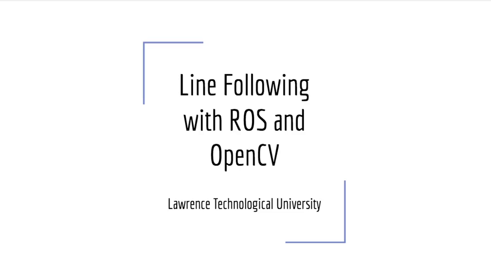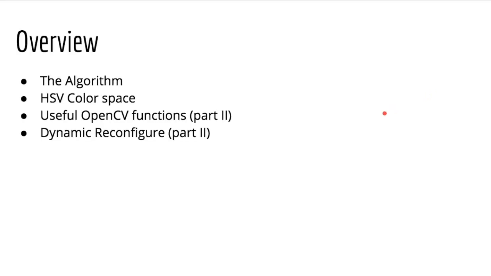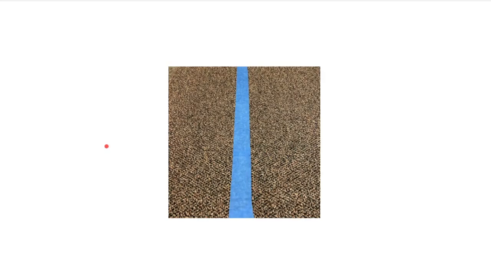In this video, we're going to talk about some advanced OpenCV topics and how to implement a line following program with ROS. So we're first going to talk about the algorithm that we want to use, and then we're going to talk about how we want to actually achieve it using OpenCV functions. Part of that discussion will be talking about color spaces, such as the HSV color space. We'll also talk a little bit about some more dynamic reconfigure functions that we can use.